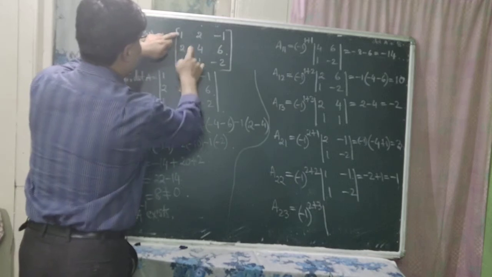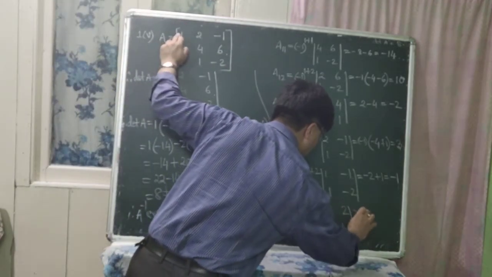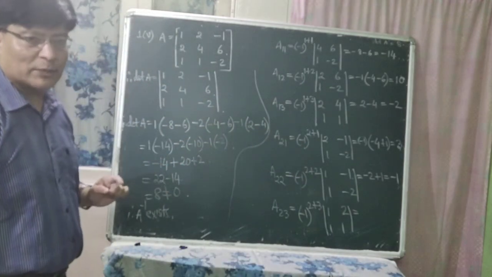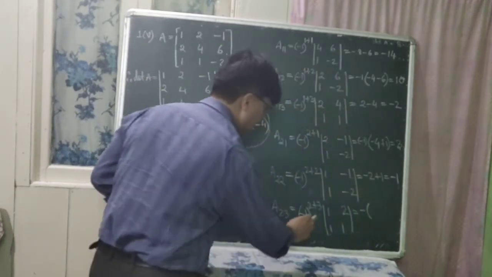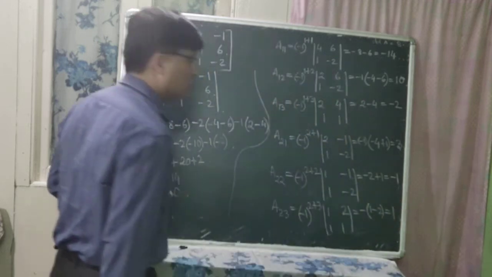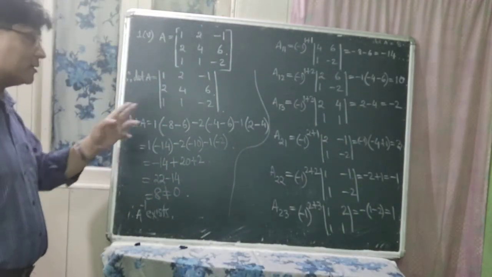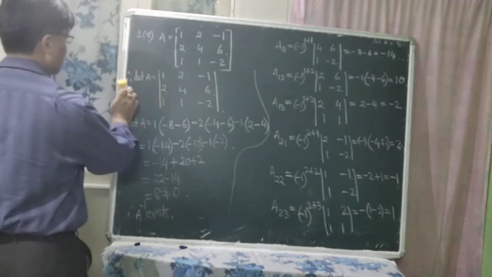What remains? 1, 2, 1, 1, which is equal to minus 1 whole to the power 5. Is it plus or minus? It is minus. Within the bracket, 1 ones are 1 minus 2, which is equal to plus 1, because 1 minus 2 is minus 1, so minus 1 times minus is plus 1. Is that clear? So this is your A23.